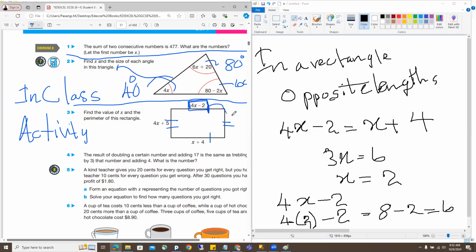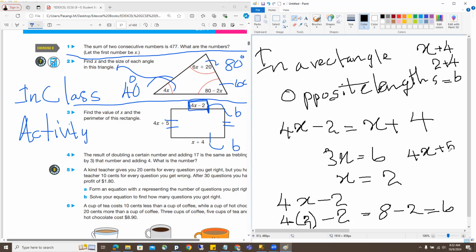This length is 6. Again, this length is x plus 4. Here x is equal to 2, that means 2 plus 4, which is 6. Then this side, we take 4 times 2, then it is 8. 8 plus 5, that is 13. This side also 13. Now what you have to do? You have to add all these lengths together.